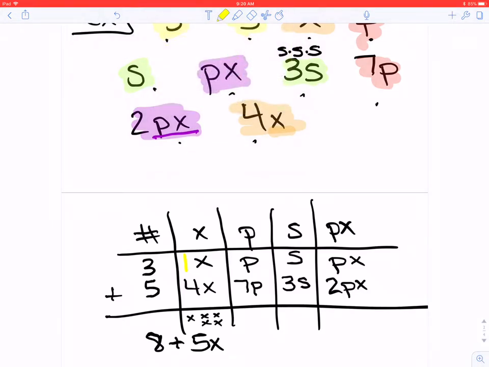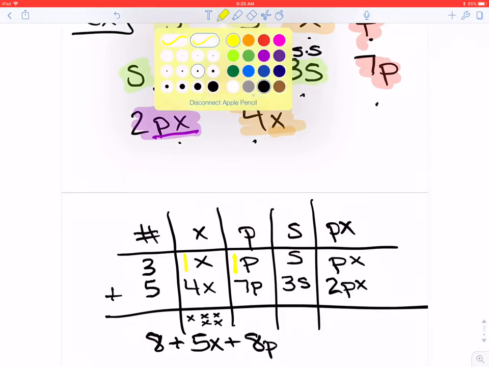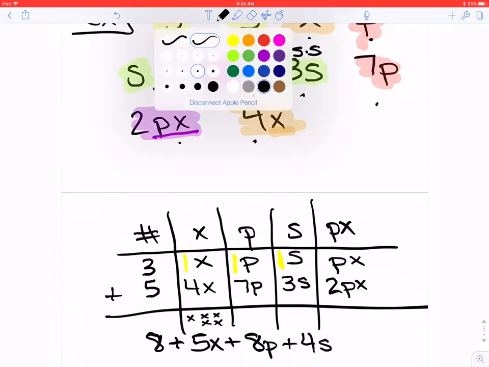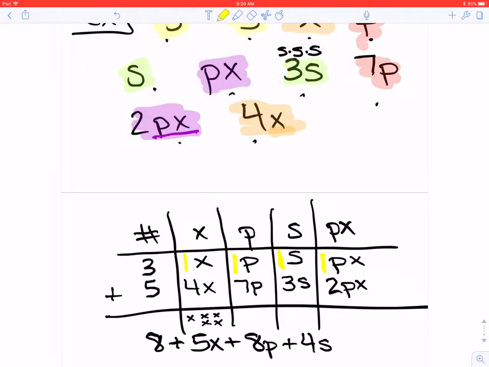My p has an invisible 1 in front of it, so I'm adding 1p plus 7 more p's gives me a positive 8 p's. My s has an invisible 1 next to it, so I have 1s, and I'm adding 3 more s's. I have positive 4 s's. And my px has an invisible 1 next to it, so I have 1 px. And then I'm adding 2 more, so I have a positive 3 px. Now each thing has its own like term. I cannot combine any further, so this is my answer.